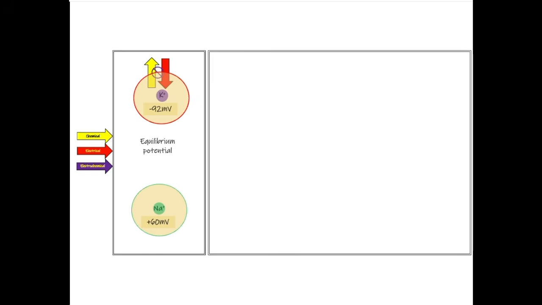Below, we have a cell that's at sodium's equilibrium potential. So we have the positive 60 noted inside of the cell. We know that sodium is more concentrated outside the cell than inside the cell, so the chemical arrow will be directed inward. And in this situation, because the inside of the cell is positive and sodium is positive, the electrical gradient in this particular setting for sodium will be directed outward. Because this is at sodium's equilibrium potential, the magnitude of the arrow will be exactly the same but opposite of the chemical gradient. Here again, the electrochemical gradient will be 0.